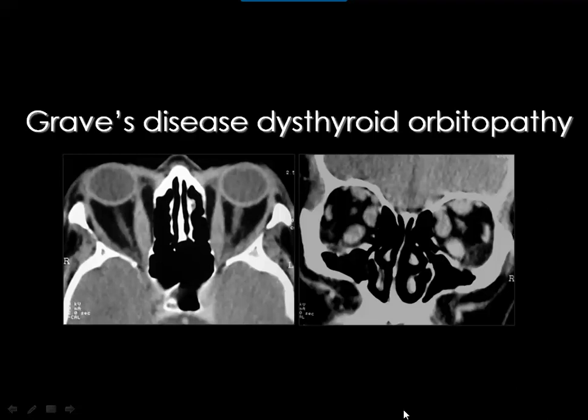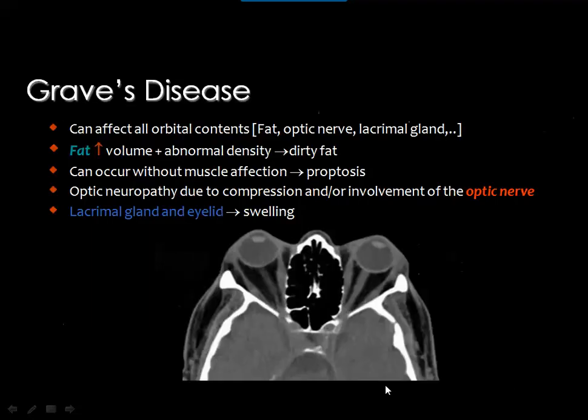Then this is once more another example of Graves' disease with bilateral affection of the medial recti. In the coronal image you see also that the inferior recti are involved, the superior recti are also involved. Then Graves' disease will result in an increase in the orbital content as well as in the orbital fat volume, which will appear dirty, as I have mentioned, due to reticulations and deposition of abnormal material.